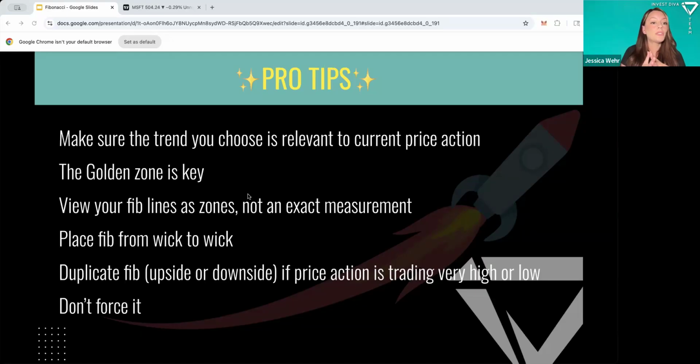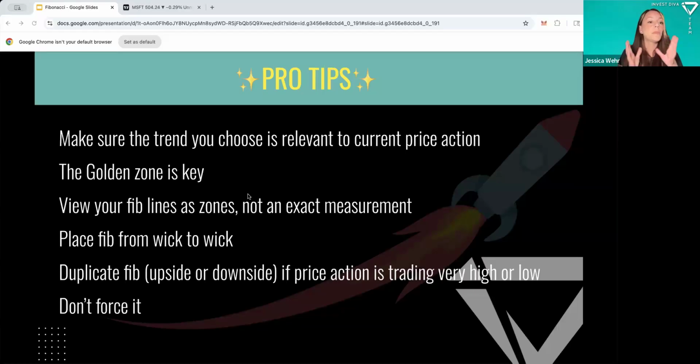Treat your Fibonacci levels as zones. So these are not exact points. Again, nothing is perfect in nature, and it's not going to be perfect on the chart as well. The stock isn't going to perfectly bounce off that 50% level every time. Maybe it'll drop a little bit past, maybe it'll almost make it, but these are just zones, so keep that in mind.